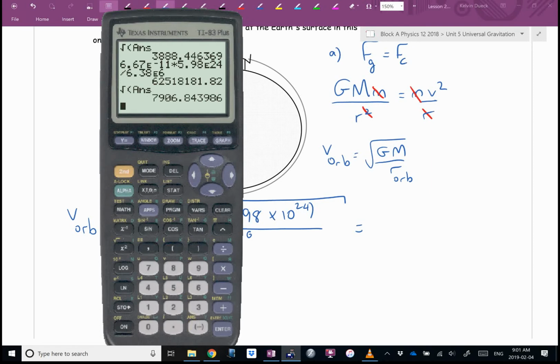I got 7907 if I round off properly. I'll go 7,910 meters per second. Okay.